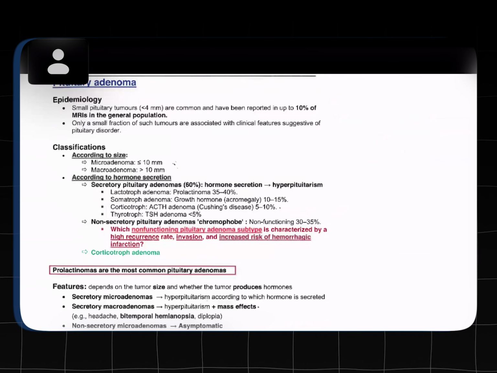What about pituitary adenoma? The clinical features we already discussed. The size comes in MRCP part 1: microadenoma, macroadenoma. 10 mm is the cutoff. According to hormone secretion, prolactinoma is the most common, 35 to 40%. After that comes acromegaly, Cushing's, and TSH adenoma, which is the least common. It can also be non-secretory type.